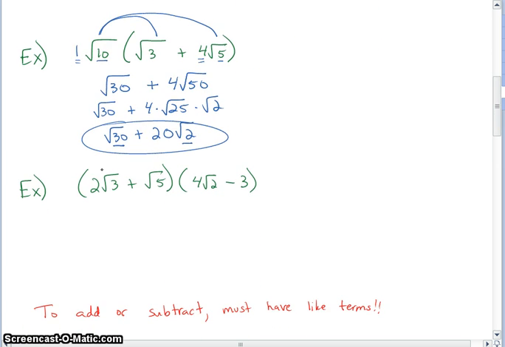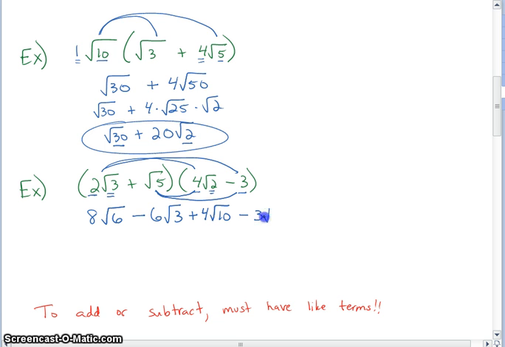In this problem, I need to do a lot of distributing. Multiply the first times the first, so 2 times the 4 gives me 8. Radical 3 times radical 2, so that's the square root of 6. And then I have to do 2 radical 3 times negative 3. So that's negative 2 times the 3 is 6, square root of 3. Then I need to do the square root of 5 times 4 square root of 2. So it's a positive 4 square root of 10. And then the square root of 5 times the negative 3. So negative 3 square root of 5.